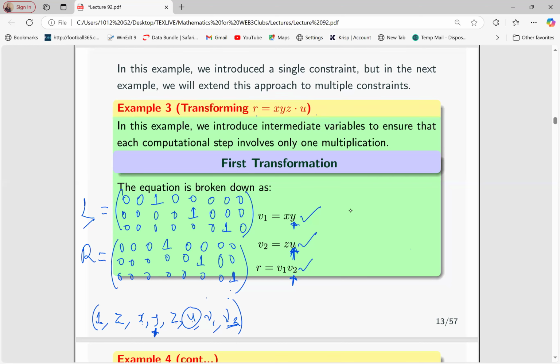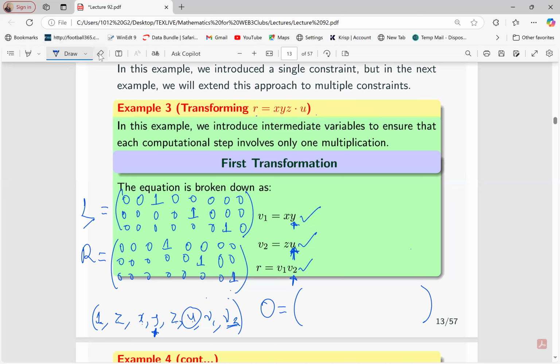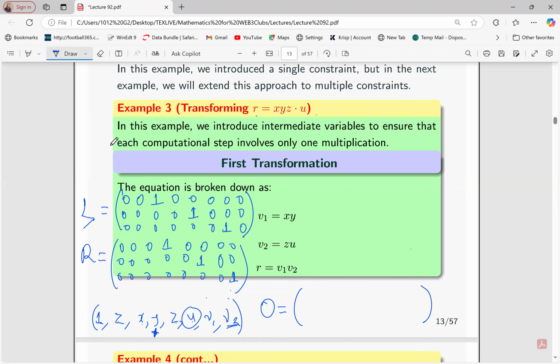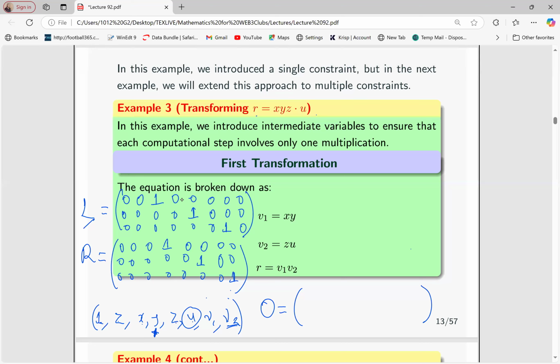That is our L. What about O? O is our output. We go row per row. The first row, our output is V1. So V1 becomes 1, and the rest will be zeros. How many are they? 1, 2, 3, 4, 5, 6. And then with this one.